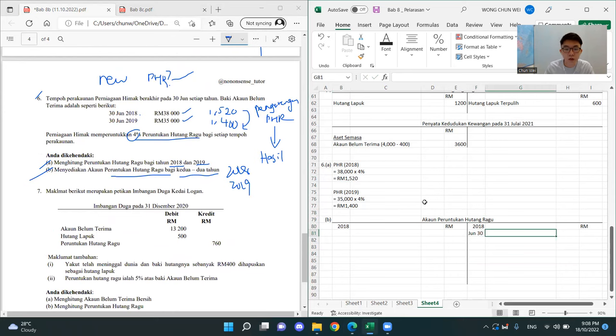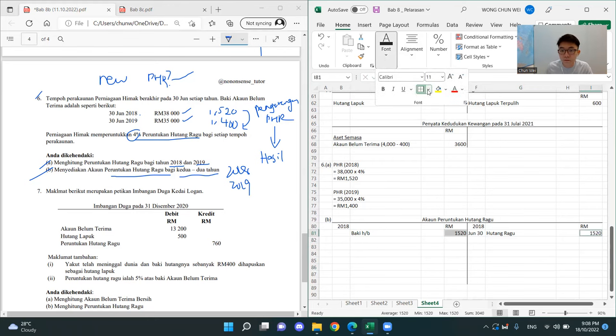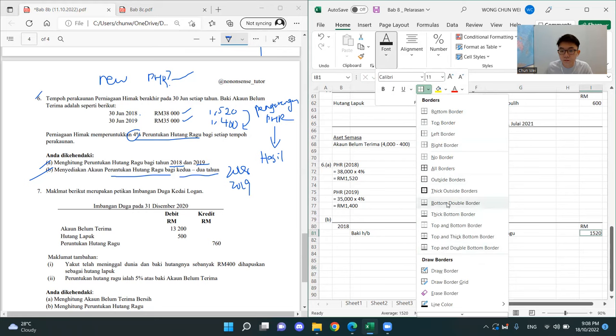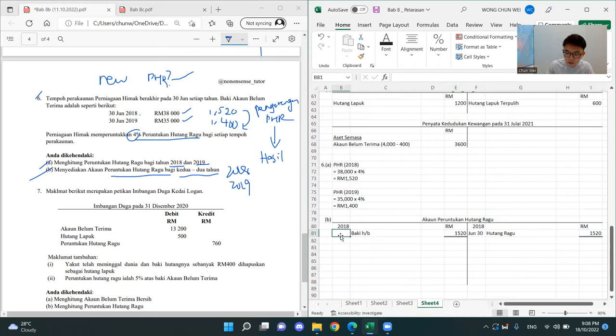June 30th. So here, you write hutang ragu. How much is that? It is 1,520. This is the first time, so everything is 1,520. Put it in. Okay, so that's all for 2018. So you just bagi HB 1,520. So when there's a HB, there is a PB.